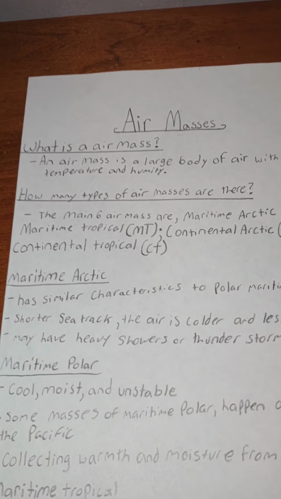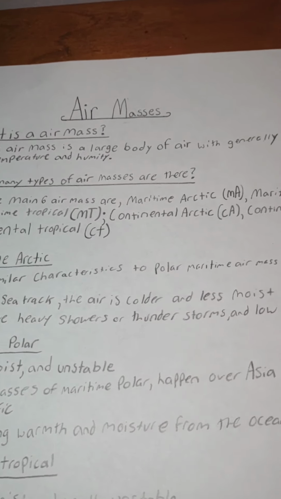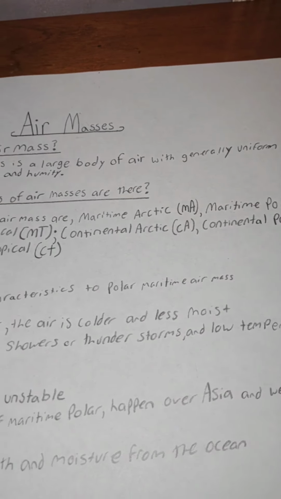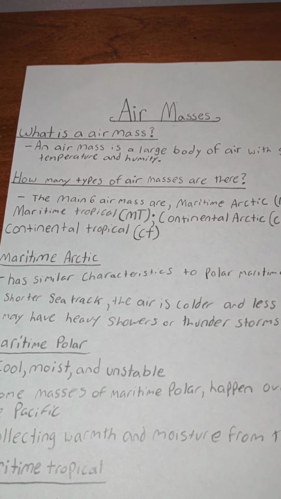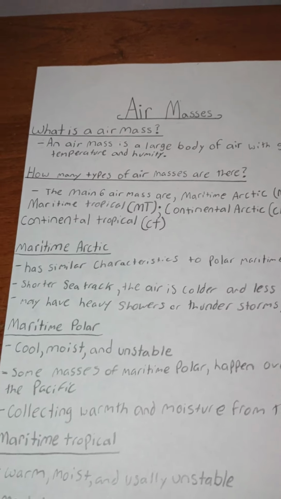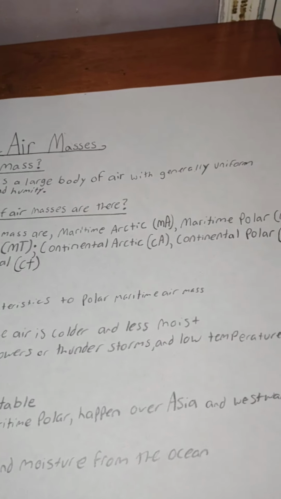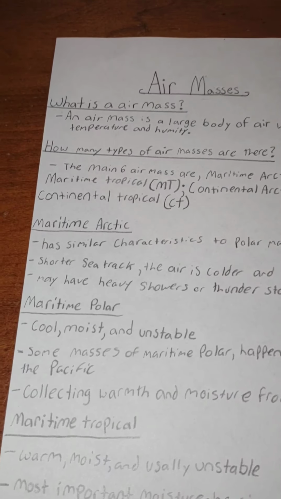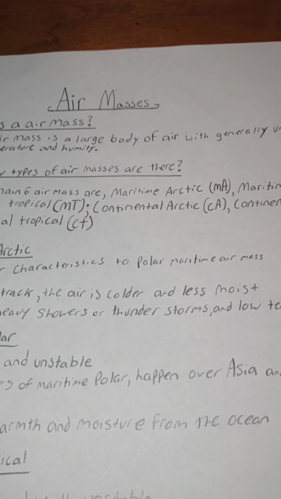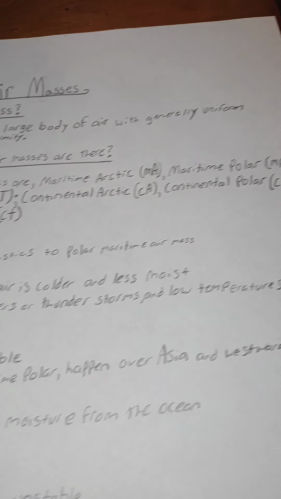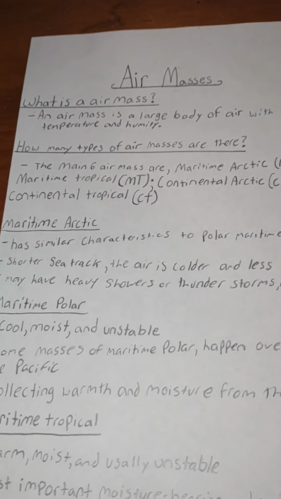So, let's get started. Alright, what is an air mass? An air mass is a large body of air with generally uniform temperature and humidity. How many types of air mass are there? The main 6 air masses are maritime Arctic, maritime polar, maritime tropical, continental Arctic, continental polar, and continental tropical.